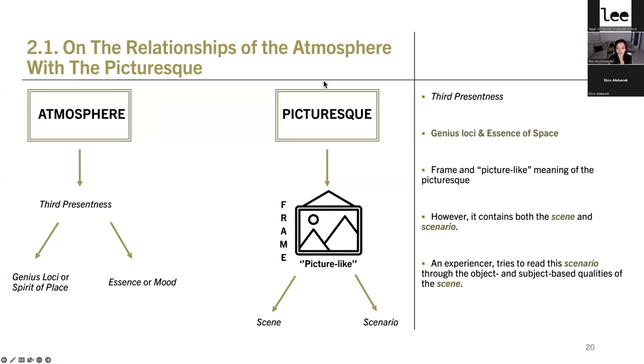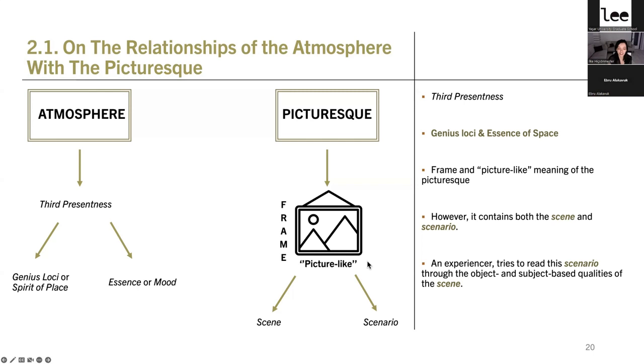The picturesque, on the other hand, was mostly understood as a frame and transmitted to architecture in that way, since it started with a common interest in the art of painting. Therefore, many architects or garden designers mainly attempt to design this frame. In the picturesque ideation and designs, however, according to my proposal, the thing that was aimed to be constituted was not the overall frame, as referring to the picture-like meaning of the term.